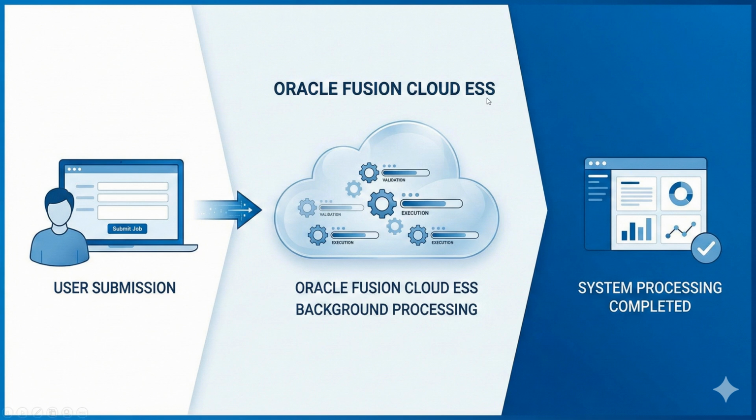So this is how it's going to be. The user submits the job, I mean, he loads the file. Here, Oracle Fusion Cloud ESS takes care of the validation and execution in the background. Most people are not aware of what ESS means. They say, yeah, we are running ESS jobs. But this is the ESS engine, which is taking care of processing all these jobs in the background.